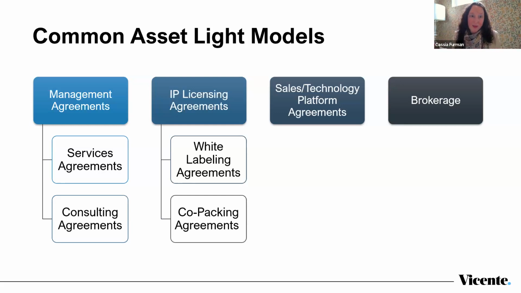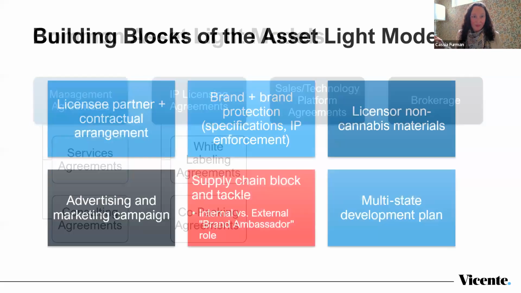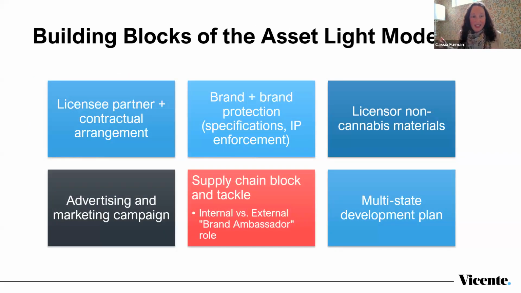And then finally, the brokerage bucket is anybody who's not licensed themselves, who's facilitating sales amongst other parties. These types of agreements implicate disclosure and commissions, that sort of thing. And with that, next slide, Guy. I'm going to turn it over to David to walk us through the building blocks of the asset light model.